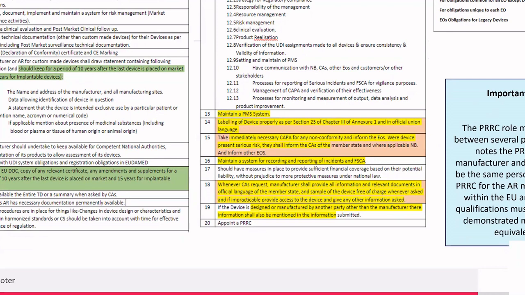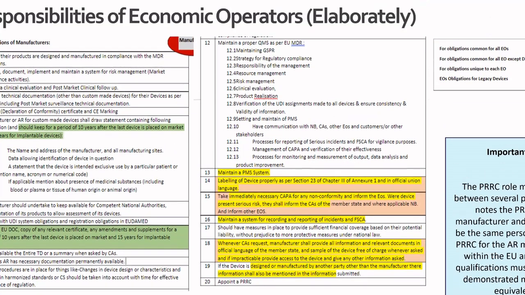Okay, 18th, whenever a competent authority requests a manufacturer to provide some information or a sample of the device, without hesitation they should give it, or if it is impossible because the device is so big, they can give access to the system. Okay, so if the device is designed or manufactured by another party other than the manufacturer, their information should also be mentioned in the information submitted to the competent authority, not in the labeling. Okay, and appoint a PRRC, very famous one.